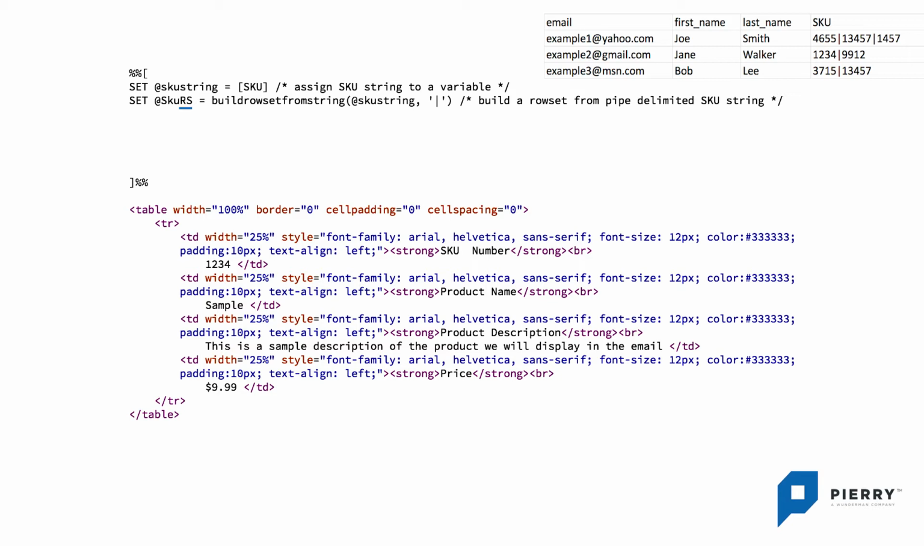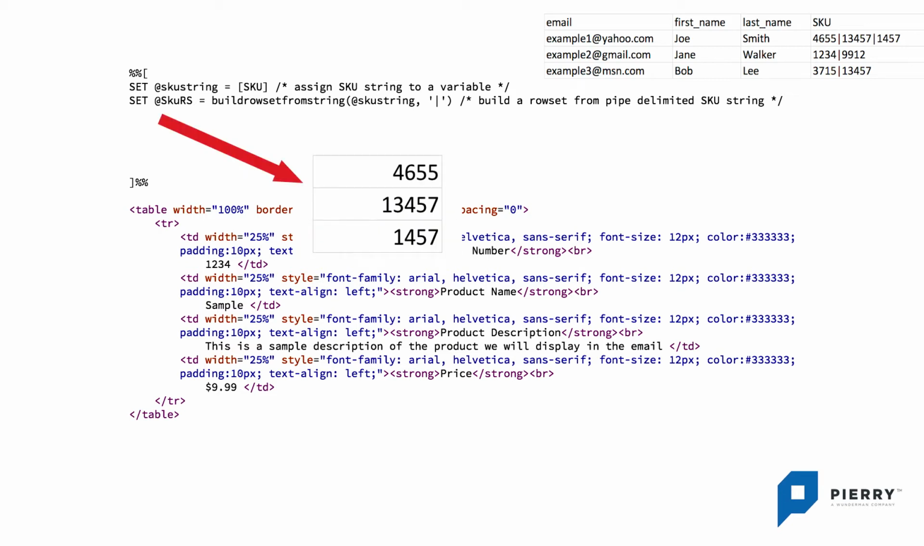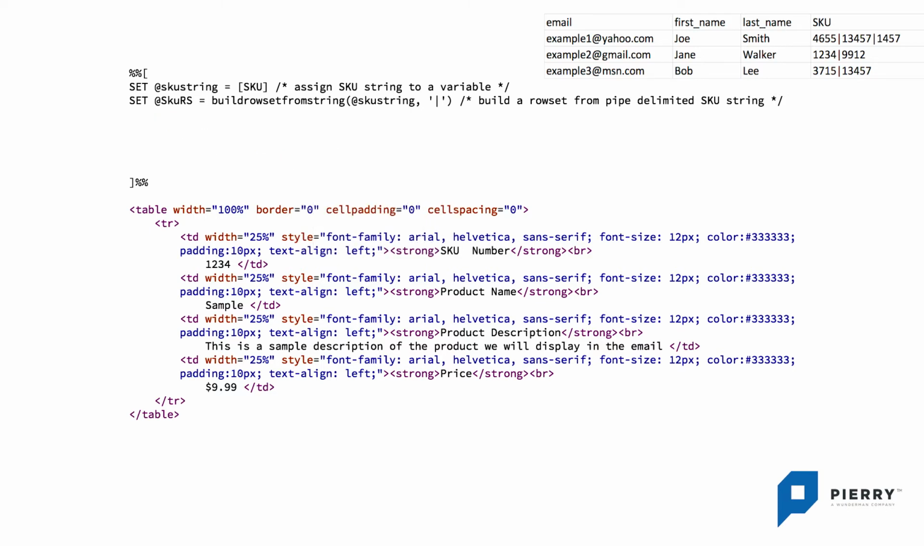We named our variable with an RS, so it's easy to recognize as a row set later. So you can see that I referenced SKUstring as my data source, and then told the function that each piece of data within that string is separated by a pipe. Now our row set is created. It lives in the SKURS variable, but cannot be outputted as viewable text. If you want to visualize what it looks like, just think of this as a table with one column and multiple rows.